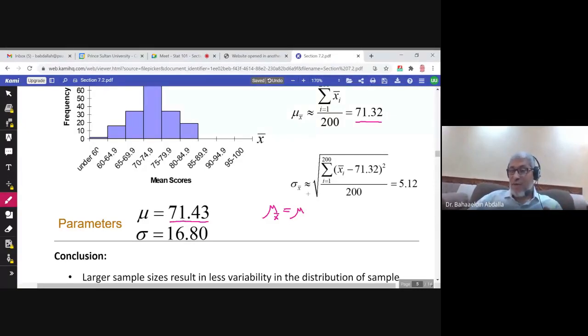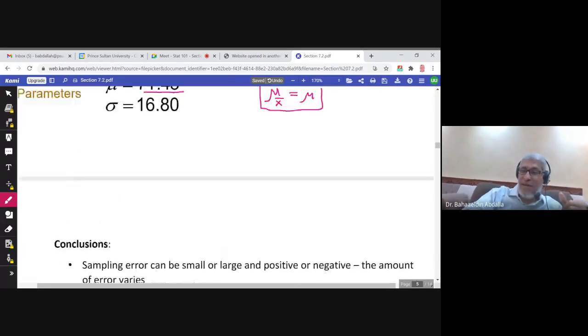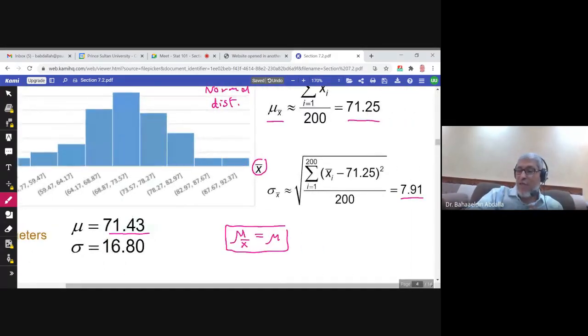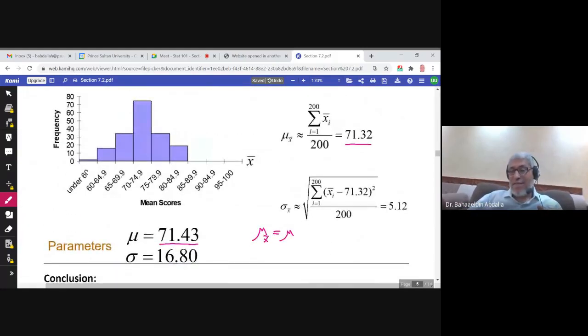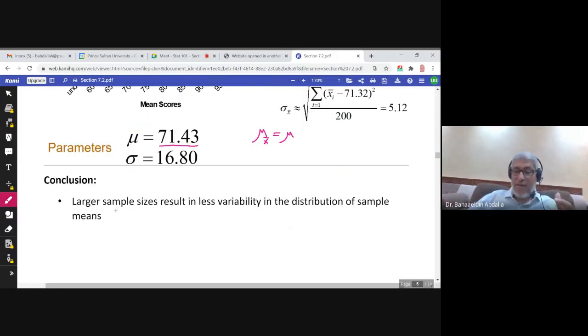And look to sigma X bar, 5.12. For sample size 5, it was 7.91. For sample size 10, the standard deviation of the distribution of the sample mean is 5.12. This is less. So what would we conclude here? If we increase the sample size, we will have less variability in the distribution of the sample means.